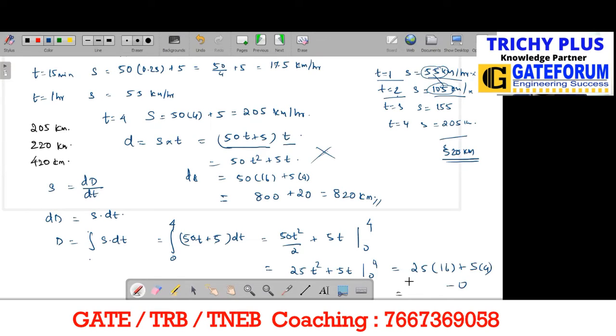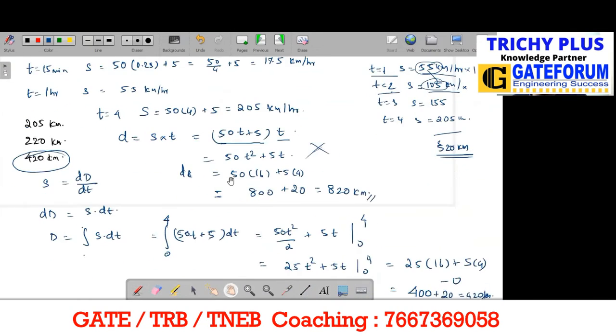What is the answer? 25 into 16. Yeah, it's going to be 400 plus 20, which is equal to 420. So this answer is the correct one. Okay. So you understand, right? Like what integration is doing.